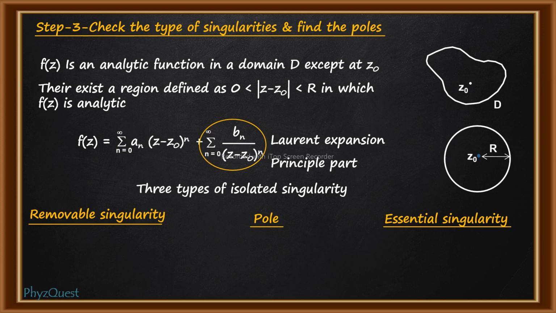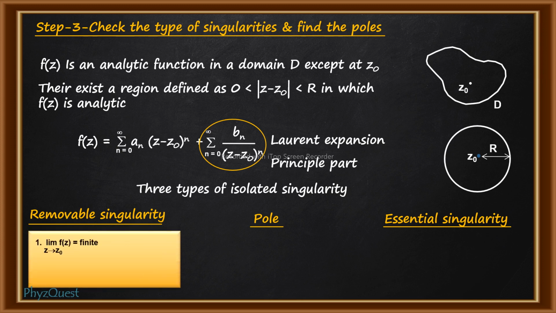Now to understand it mathematically, we have to understand through the limit of the function. So first of all, let's talk about removable singularity. When you take the limit of the function f(z) for z tending to z0, this gives a finite value in case of removable singularity. So whenever you get any singular point, take the limit of that function at z tending to that particular singular point. If it gives a finite value, then this singularity is a removable singularity.